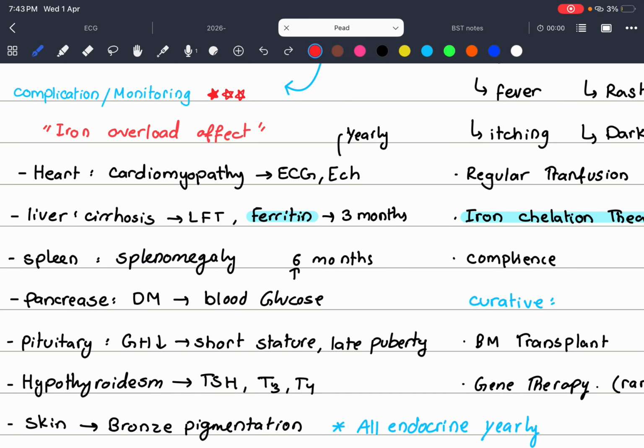In some cases there is also infection, but nowadays it's not common because of blood transfusion and because the patient is compliant with medication. So infections like hepatitis, malaria, even dengue: in patients with thalassemia, their bone marrow is disturbed, so they are more exposed to these types of infection.